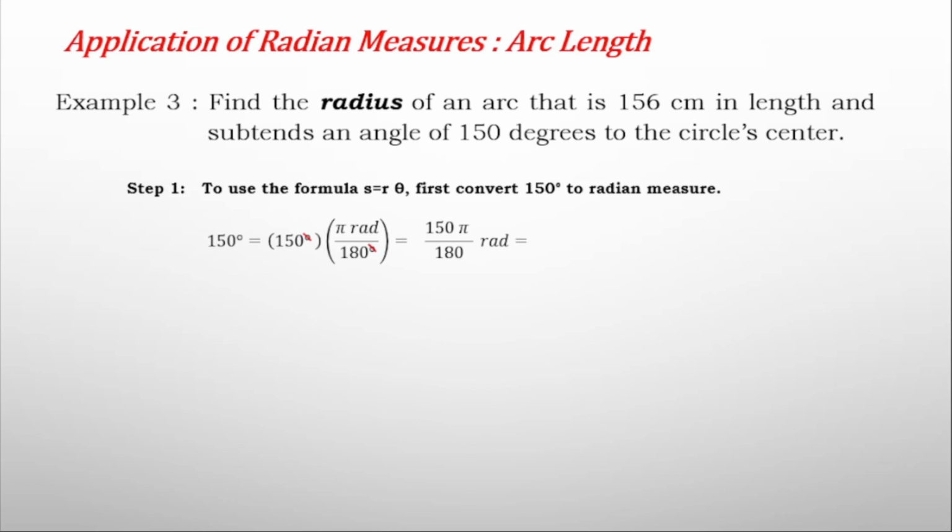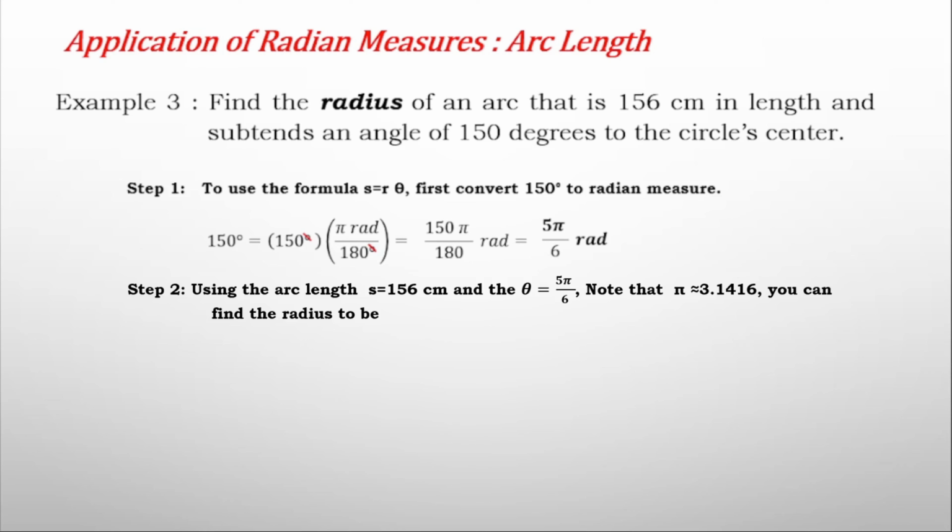As we simplify 150 pi over 180 radian, that is equal to 5 pi over 6 radian. Why? Because the GCF between 150 and 180 is equal to 30. So we divide 150 by 30, that is equal to 5, and 180 divided by 30, that is equal to 6. That is why we have 5 pi over 6 radian.